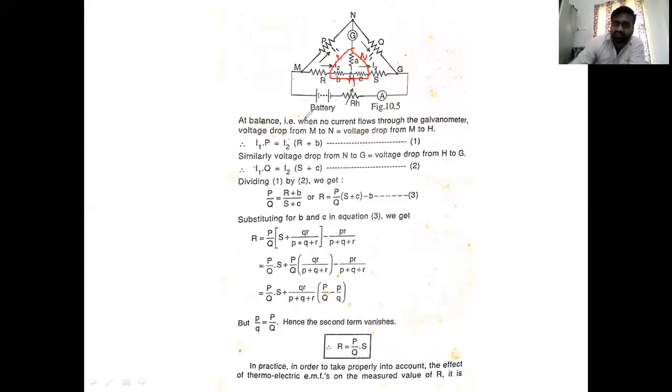After converting to star, if I do a mesh analysis for this, I am considering this as a balanced network. How can we say this is a balanced network? If the current flowing through the segment is entirely equal, that means I1 is the current flowing from M to N, and I1 is the current flowing from N to G. I2 is the current flowing from M to H, and I2 is the current flowing from H to G.